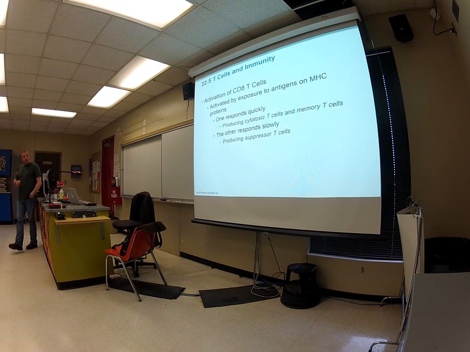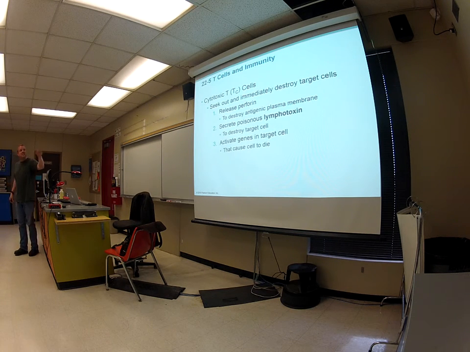Yep. Okay, so let's take a look. Cytotoxic T's seek out and immediately destroy target cells. They release perforin, and we know what that is. What did I tell you to call that? Yeah, poke holes in. So if it's releasing perforin, it's poking a hole in a bunch of stuff. Okay? They secrete poisonous lymphotoxins to destroy the target cell, and activate genes in target cells that cause the cell to die.